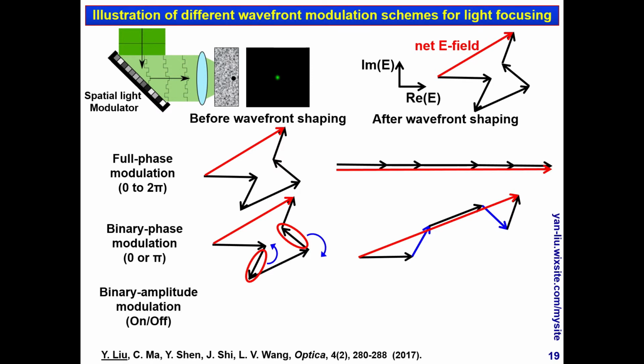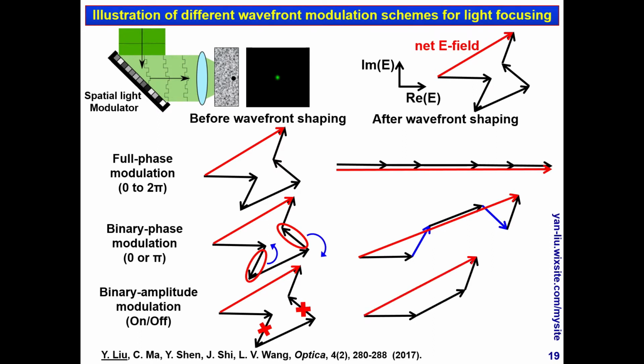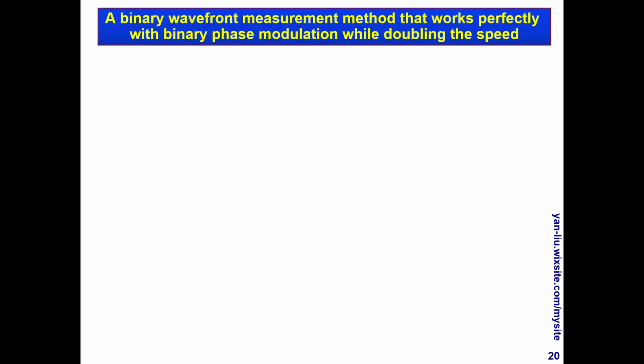With binary amplitude modulation achieved by DMDs, we can turn on or turn off each phasor. So we can just turn off those bad phasors that destructively interfere with the rest of the phasors. Again, we can increase the electric field amplitude and achieve a focus. However, this method is less effective than the binary phase modulation scheme.